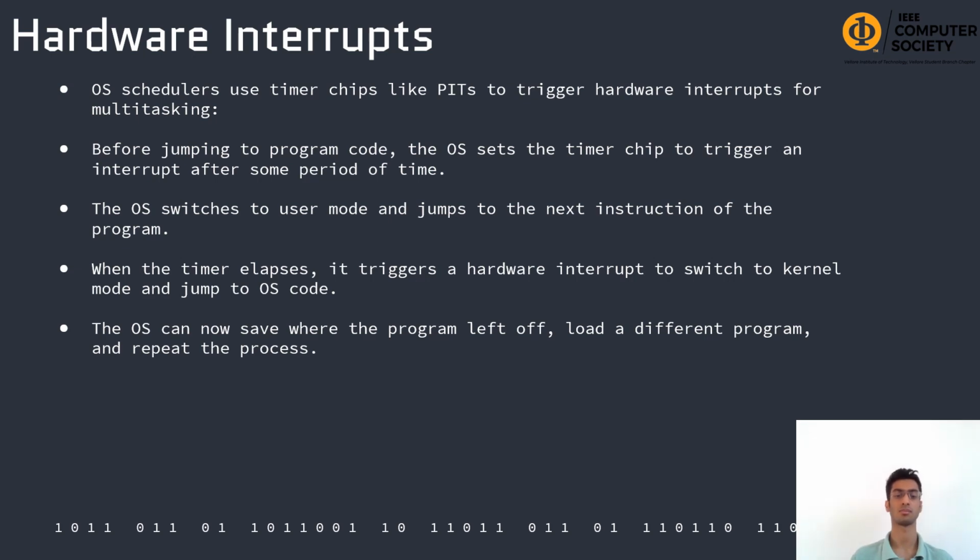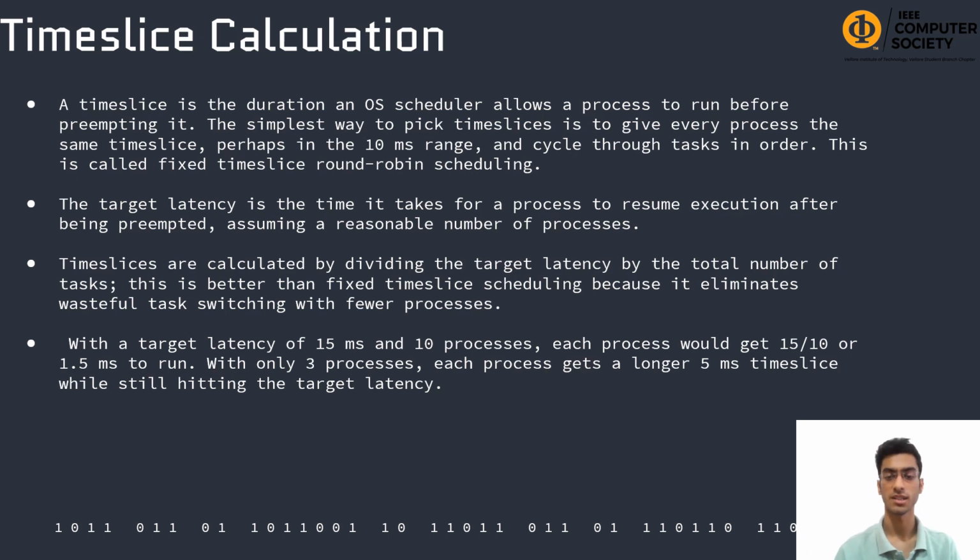So now let's talk about time slice. A time slice is basically the duration an OS scheduler allows a process to run before preempting it. The simplest way to pick time slices is to give each process the same time slice, perhaps in the 10 millisecond range, and cycle through tasks in order. This is referred to as fixed time slice round robin scheduling. This is not a very efficient way.